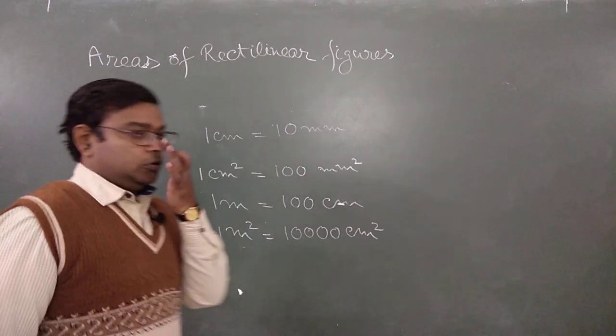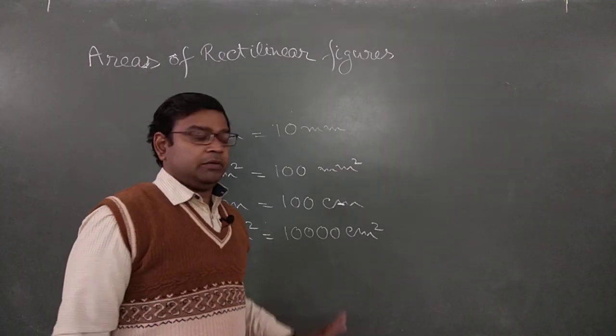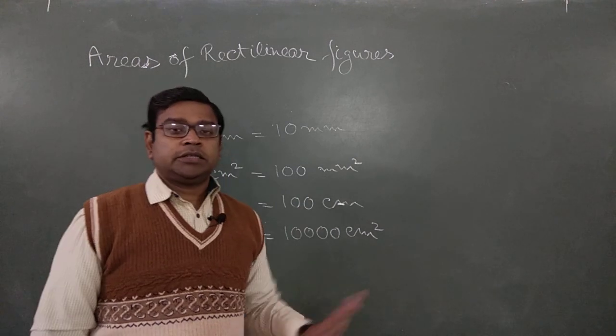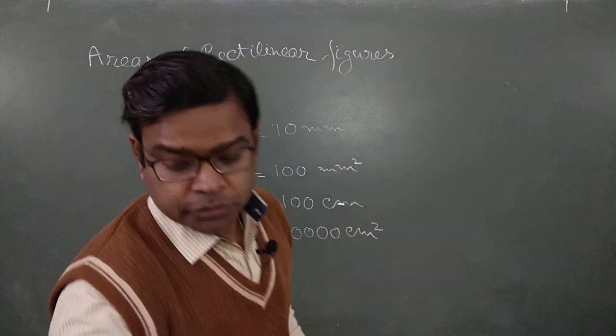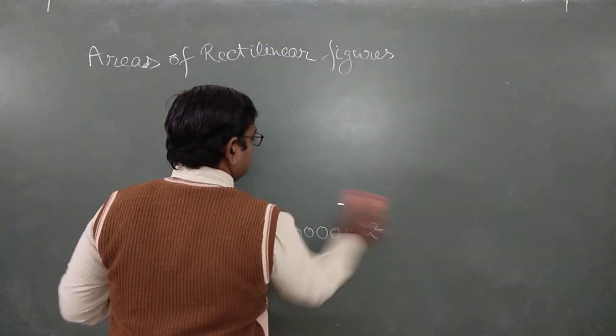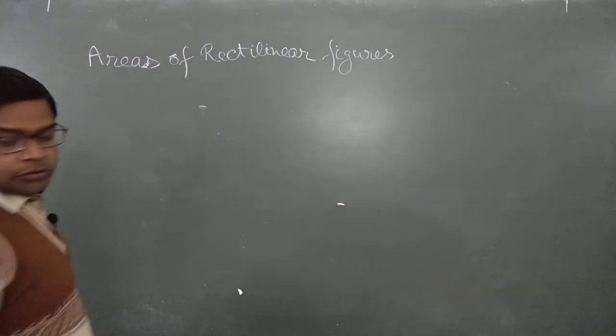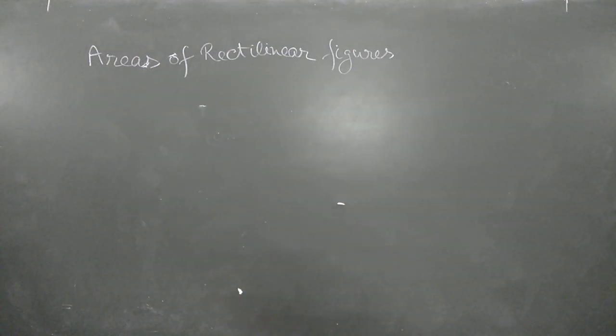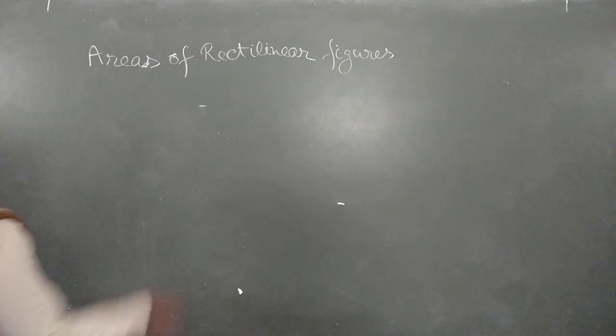You have to learn all these types of conversions given in every book so that you can easily understand the problems given in your topic. Now move to the next part. Today we are going to discuss area and perimeter of a rectangle.